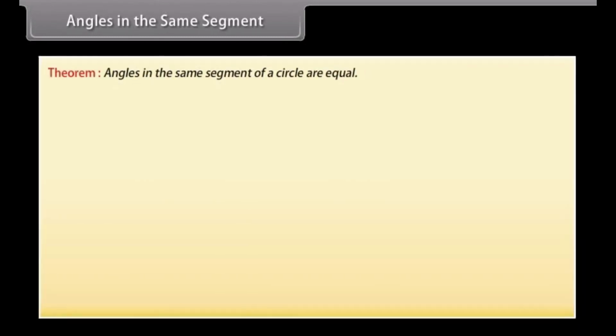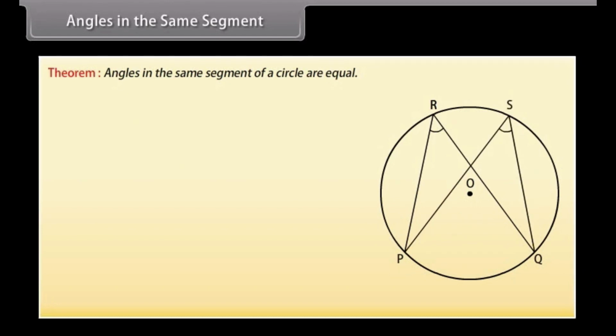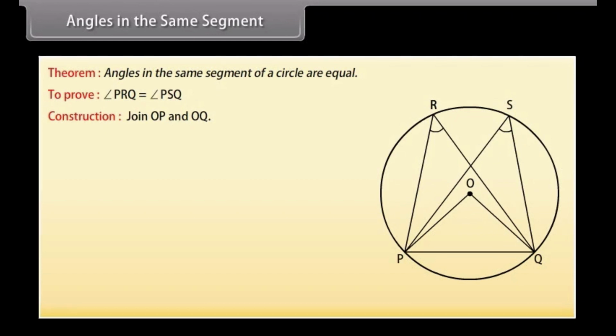Angles in the same segment. Theorem: angles in the same segment of a circle are equal. Given a circle with center O and the angles PRQ and PSQ in the same segment formed by the chord PQ or arc POQ. To prove: angle PRQ is equal to angle PSQ. Construction: join OP and OQ.